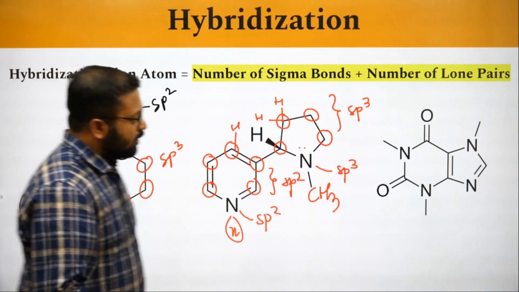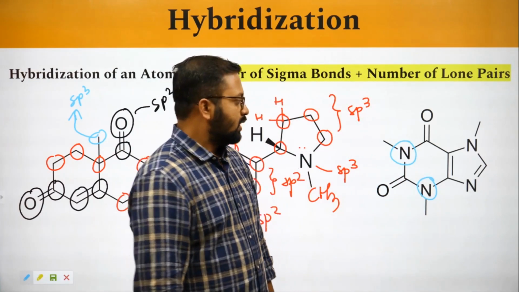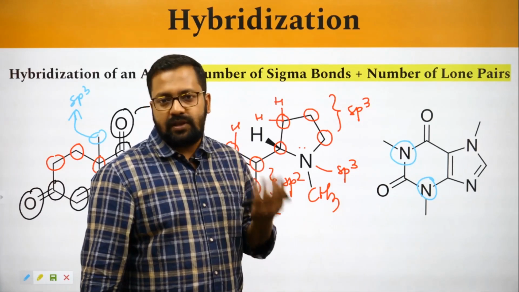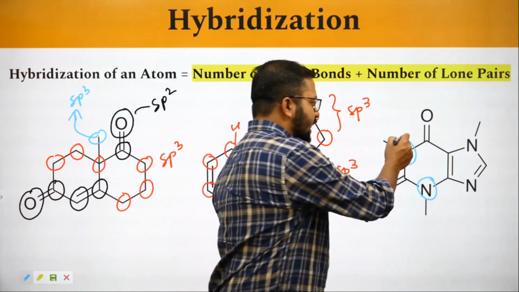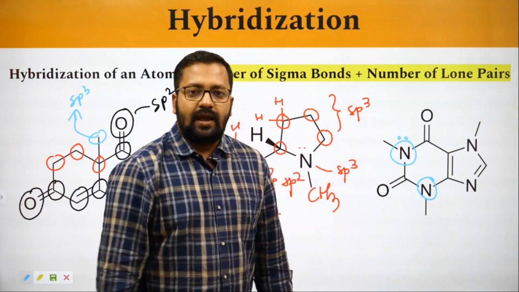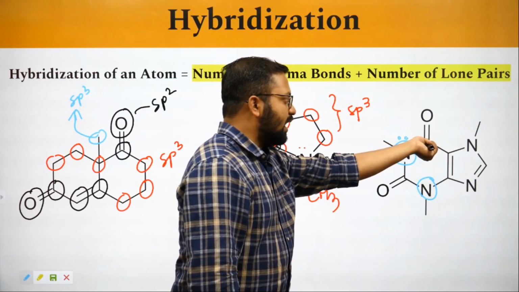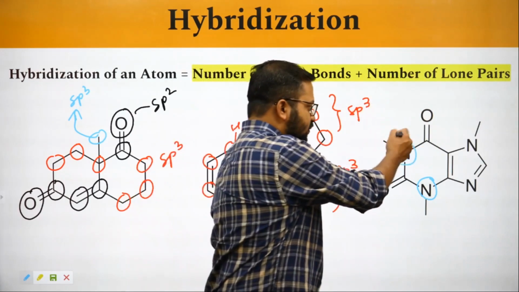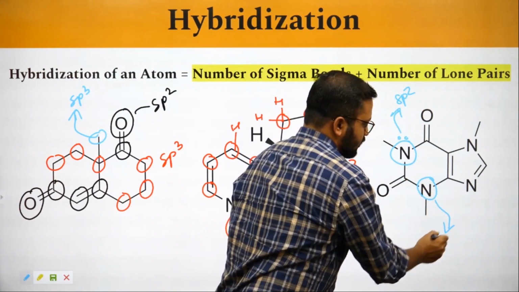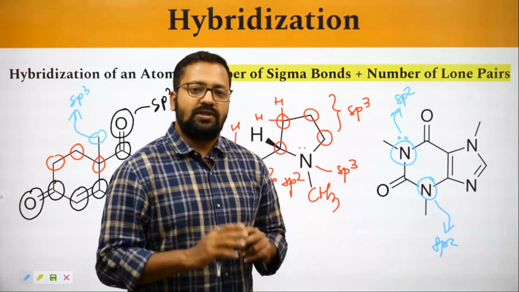So nitrogen, these 2 nitrogen atoms look like they are sp3 hybridized, but they are not sp3 hybridized. Always remember, when an atom contains a lone pair adjacent to an atom which contains a double bond, this will also be sp2 hybridized. This will also be sp2 hybridized. You will study this later, it is known as the effect of resonance.